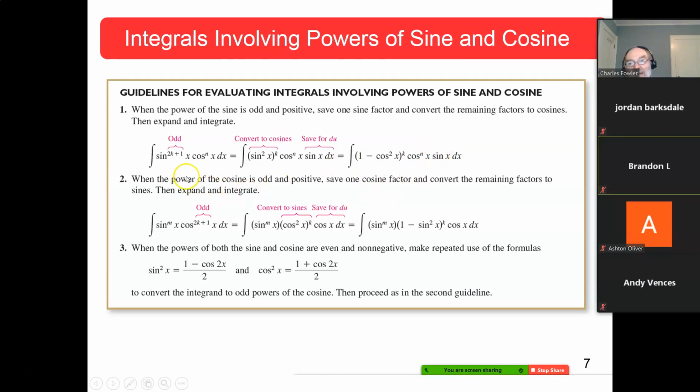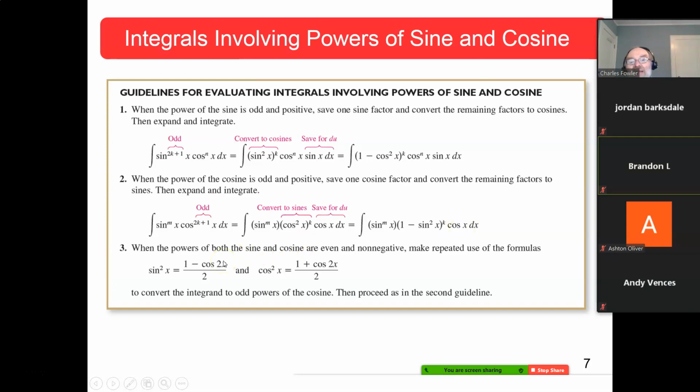Now, what about if the power of cosine is odd and positive? Then you just do the reverse. Pull out one cosine. That's going to be your du. And then the rest of your cosines are going to be even. Break that into cosine squared raised to however many even powers that is. Make this one minus sine squared. Multiply that by here. And now you got everything in terms of sines. This will be in terms of sine. That will be in terms of sine. Derivative of sine is cosine. So that's going to be your u substitution.